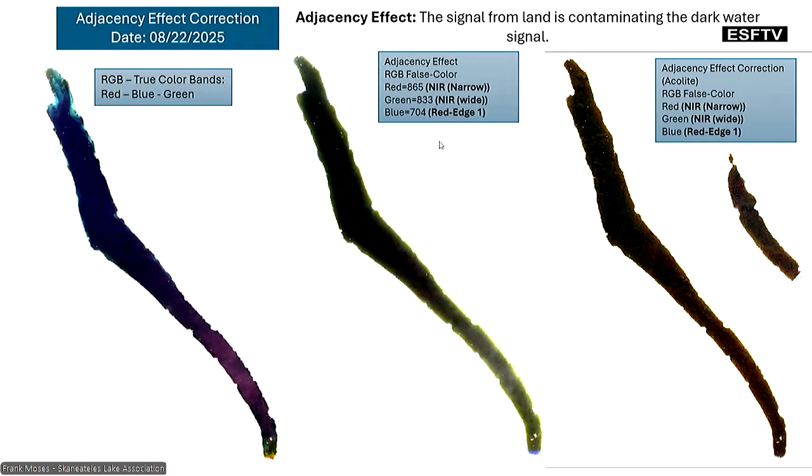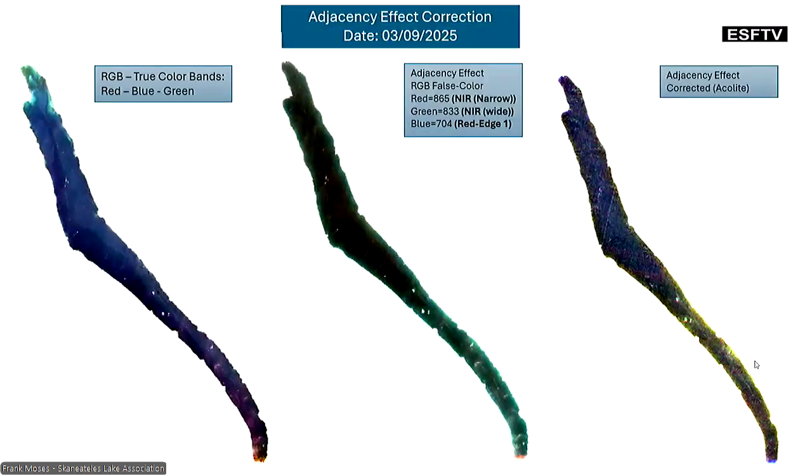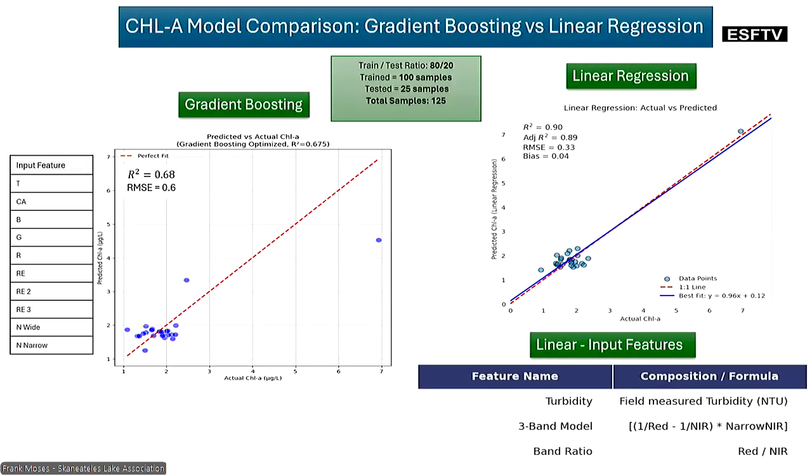We have corrected this through an algorithm called Ecolite, and these are the areas that have been contaminated, and this is the clear image. After all this pre-processing, we come to the development of the machine learning algorithm. We have tested a bunch of machine learning algorithms, such as linear regression and gradient boosting. We found that linear regression, in this case, gave a pretty good result with an R-squared value of 90%.